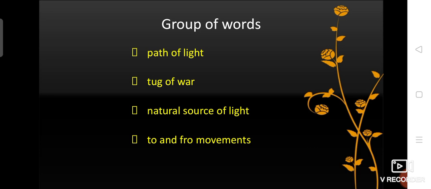Okay, next, the third one, natural source of light. What is the natural source of light? Yes, sun. Then to and fro movements. To and fro meaning forward and backward. Imagine a swing, that is Oonjal. We used to play, isn't it? You will go front and again you will come back. Again you will go front and you will come back. That movement is called to and fro movement.